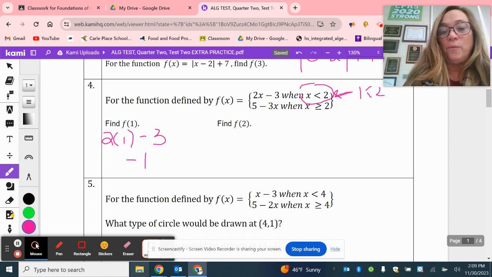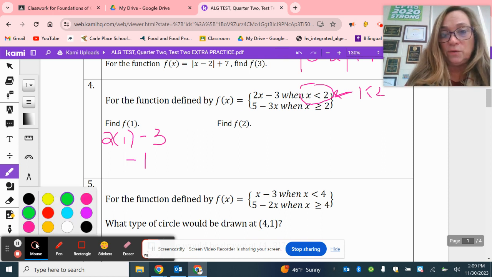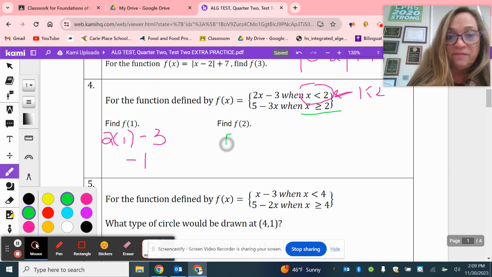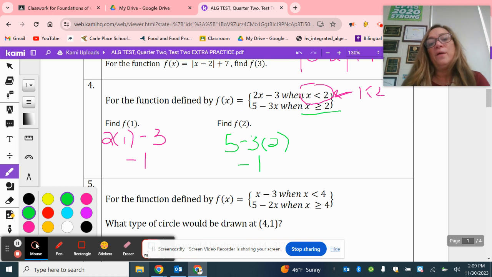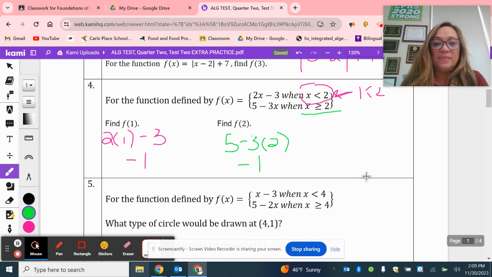Okay, now when x is 2, I'm actually going to use this part because 2 is equal to 2, and it would make that inequality true. So that gives me 5, subtract 3 times 2, which again is -1. Okay. This thing is a function. You can use the graphing calculator. It is a little bit harder because it's in 2 pieces. So you have to know which piece to use when.